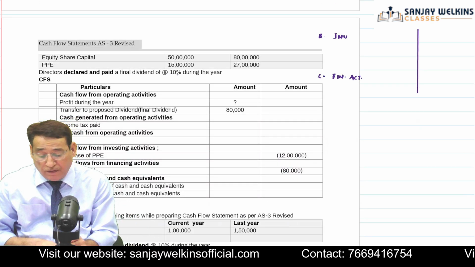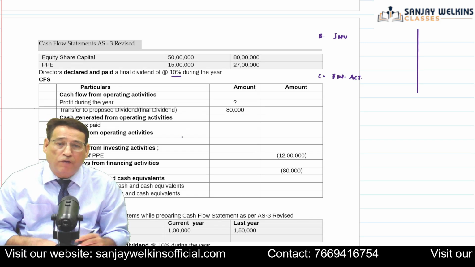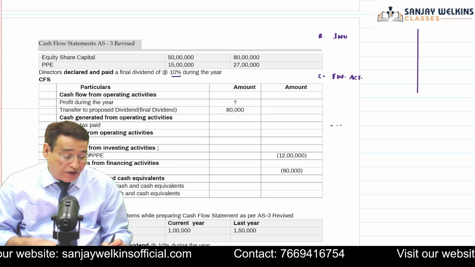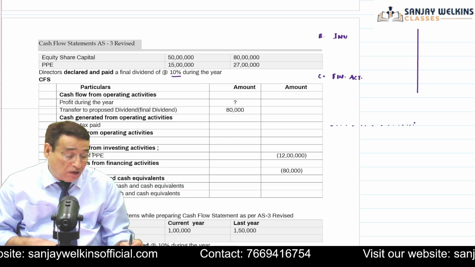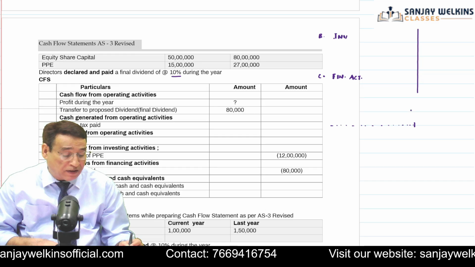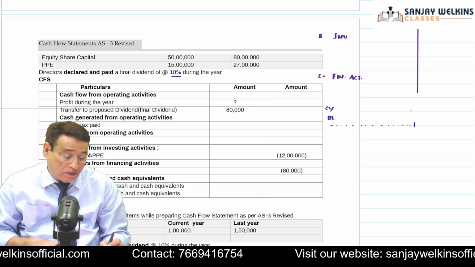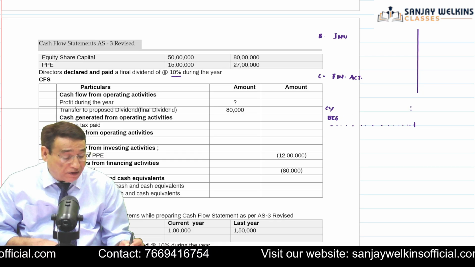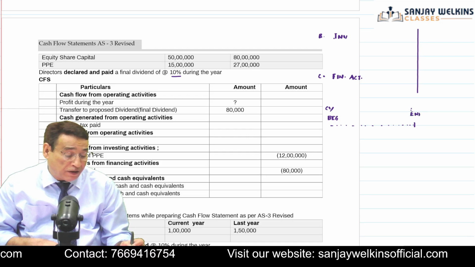Now here it is given that directors have declared a final dividend of 10%. What we mean by final dividend, first of all, you need to understand. Final dividend means our final accounts have been prepared. What does it mean? That means our current year is ended. This is the beginning of the current year, and this is the end of the current year. Our current year has ended.